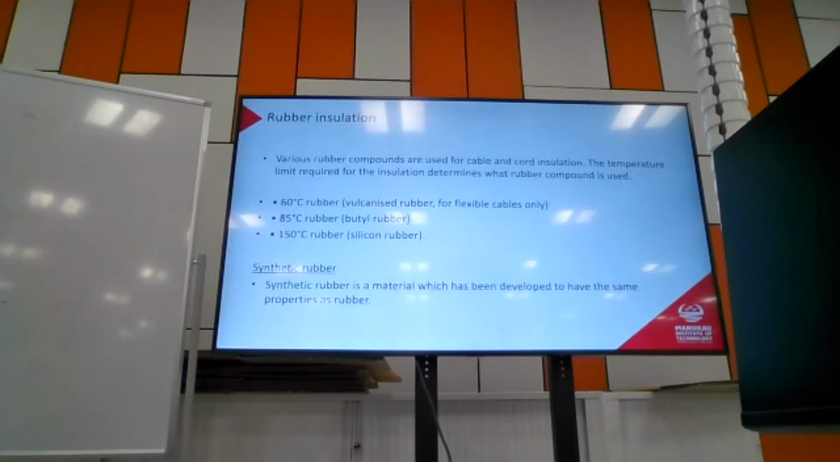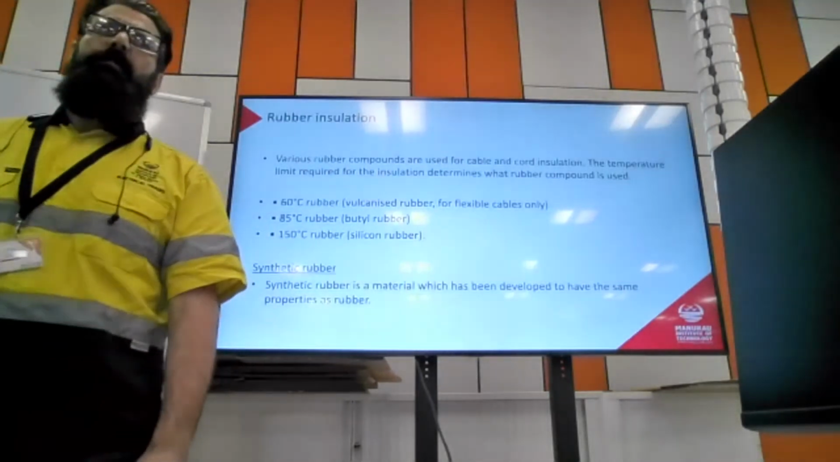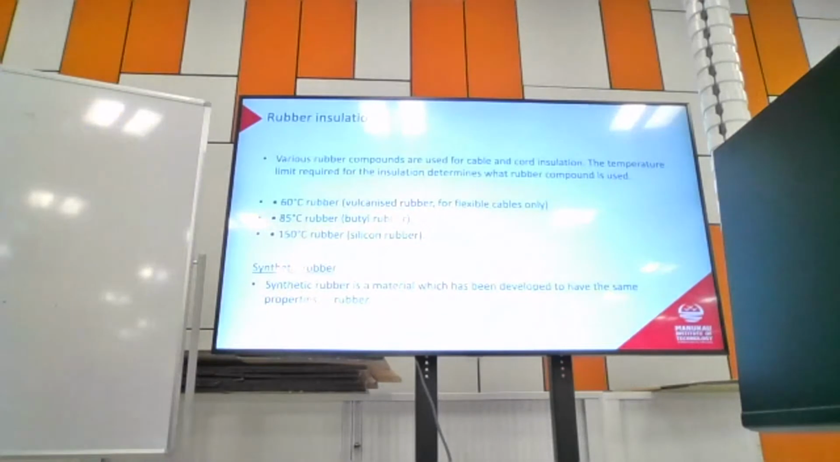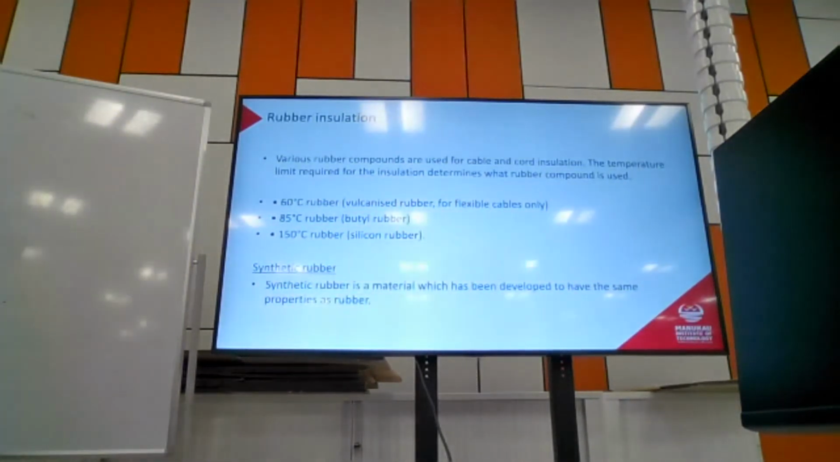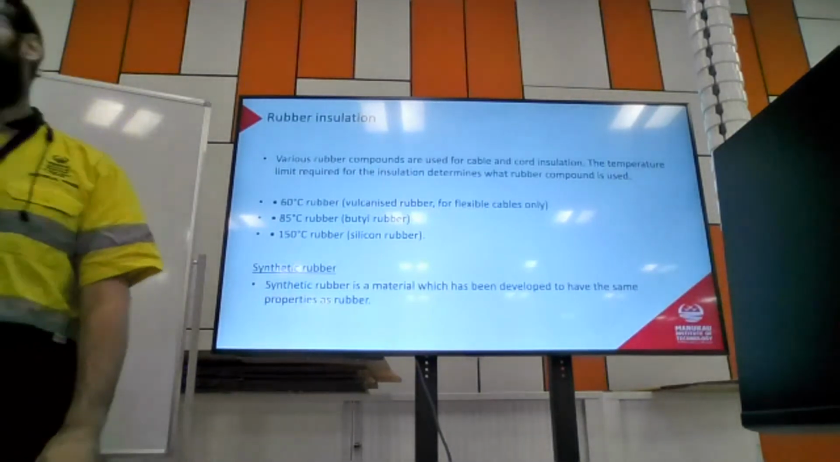Rubber is not used a lot for cables anymore. You'll see it in houses maybe up to the 1930s and 40s. It still exists. There's plenty of houses out there with original cabling in them from that sort of age. The biggest issue with rubber is that over time it becomes brittle.